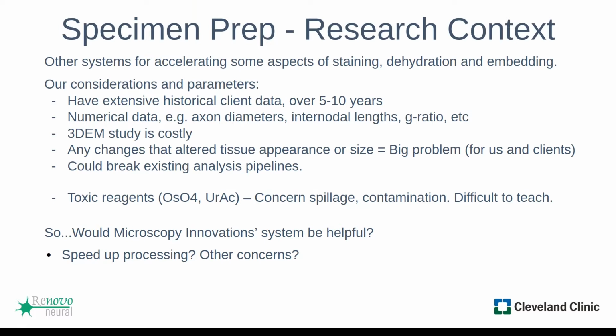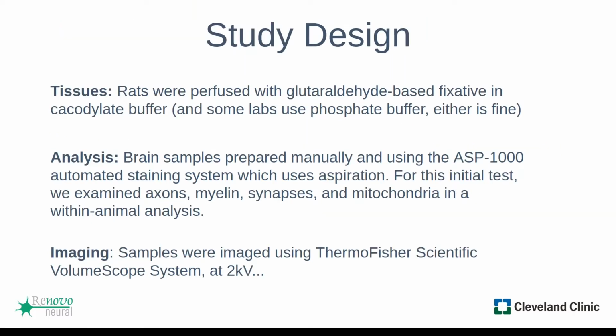So we wondered if microscopy innovation system might speed up the processing, yet bypass all the concerns that we were worried about. So we set up a study to give it a try. And in this collaborative study, we investigated whether samples stained using an ASP1000 automated robot system provided comparable data to our in-house manual staining. So for the tissue, we used rats, and these were perfused with a modified Karnovsky's fixative, 2.5% glutaraldehyde, 4% PFA, and a 0.1 molar sodium cacodylate buffer, but people often use phosphate buffer too. Either is fine. We stained rat brain, cortex, corpus callosum, spinal cord, liver, and kidney samples.